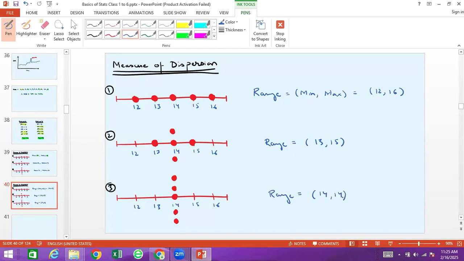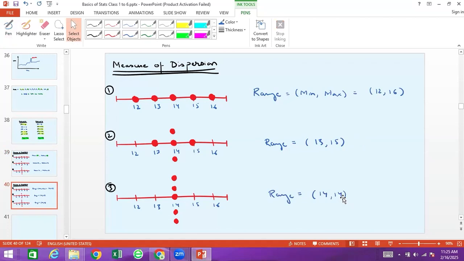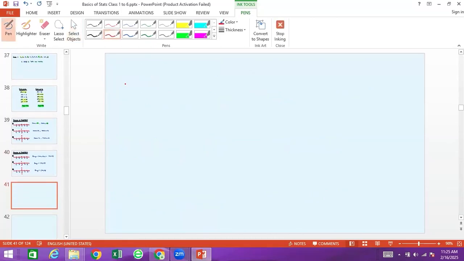So it looks like the range has most probably solved the problem that we were having. We were not able to differentiate between these three distributions using mean and median. Here, I'm able to distinguish between the three distributions using the range. Okay, but let's look at one more scenario. Let's look at this scenario. This is 12, 13, 14, 15, 16, and let's say 17.